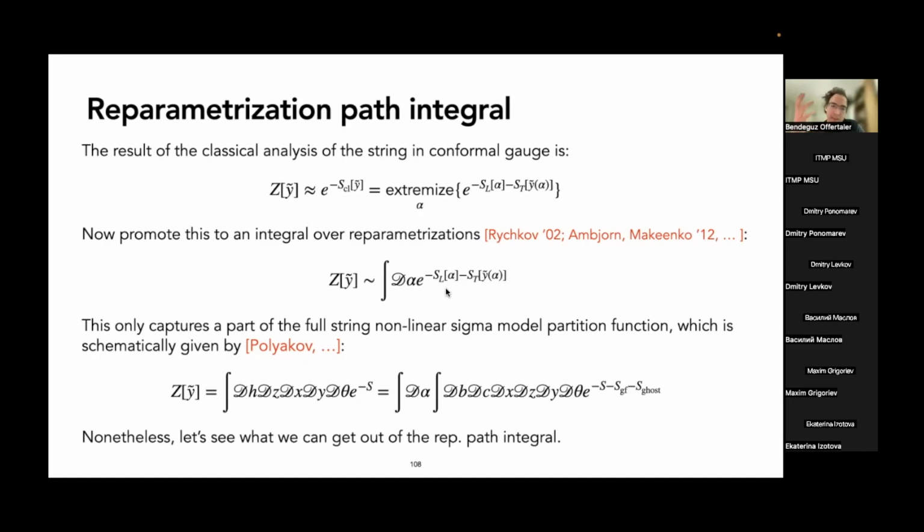But if we're lucky, then in certain kinematics, like for instance, the double scaling OTOC, the fluctuations of the reparametrization will be what dominate and what determine the answer. And so we just took this approach to see what we would get.